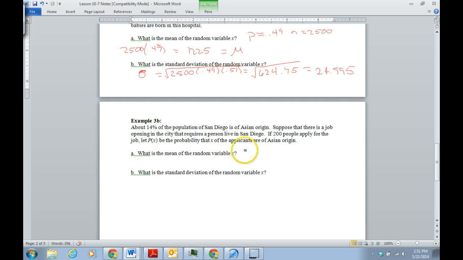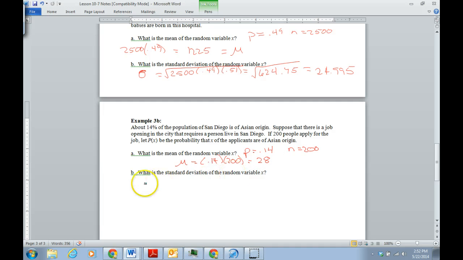Number 3 says about 0.14, which is true. P is 0.14. We might as well write that down. Of the population of San Diego, 14% is of Asian origin. Suppose there is a job opening in the city that requires a person to live in San Diego. If 200 people apply, so n is going to be 200, for the job, let P of X be the probability that X of the applicants are of Asian origin. What is the mean of the random variable? So mu is going to be 0.14 times 200. Okay, 28.